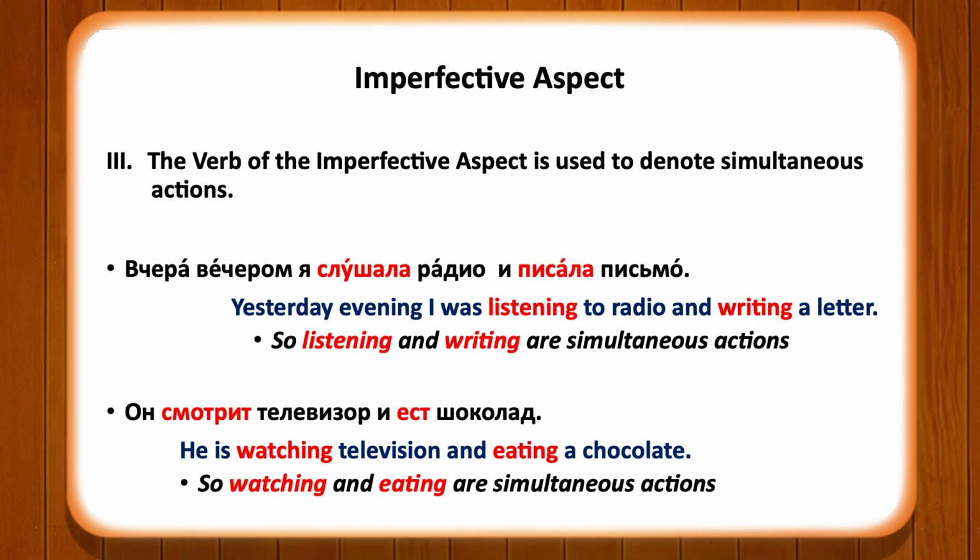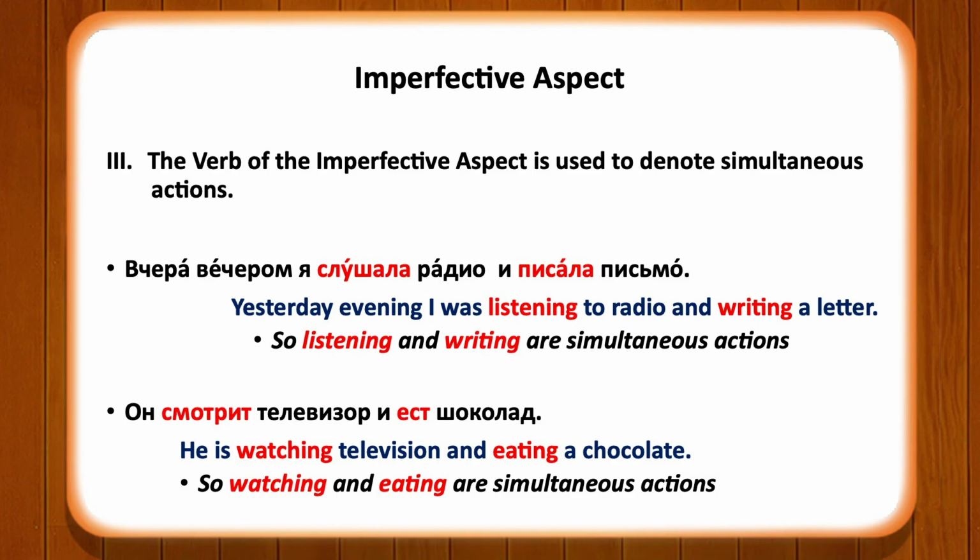So слушать and писать are two verbs denoting two different actions taking place at the same time. Вчера вечером я слушала радио, I was listening to the radio, и писала письмо, and was writing a letter. Both actions were taking place at the same time. To denote such actions which take place at the same time, we use the imperfective verbs. So listening and writing are simultaneous actions.